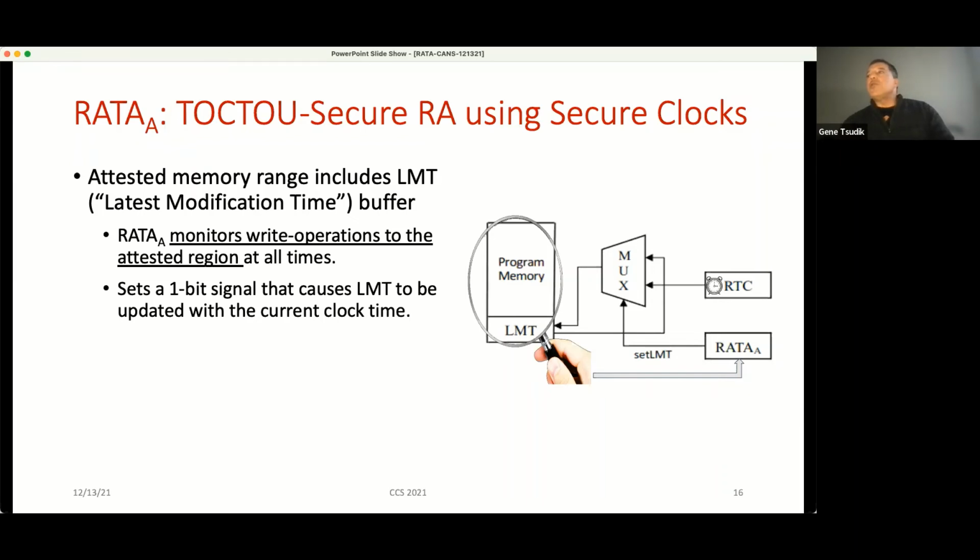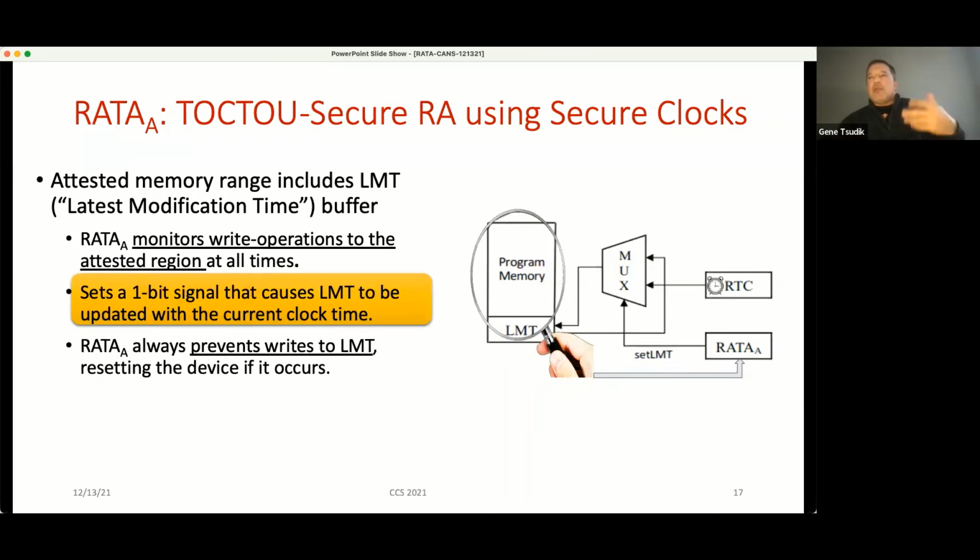So you probably see where I'm going with this. LMT is guaranteed to faithfully record the latest modification time of memory. Legitimate or illegitimate doesn't matter. The latest modification time is always there. Now, the clock is assumed to be reliable and secure, so no one can mess with the clock. It's monotonically ticking upwards, as a good clock should be.